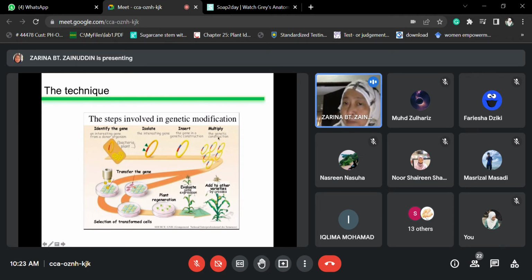And then you multiply the genetic construction. Normally dalam E. coli, you nak banyakkan lagi plasmid yang ada gene of interest tu. Then you isolate the plasmid yang ada banyak with the gene of interest. You transform into, for example, agrobacterium, because if you want to use agrobacterium technique lah, to transform the gene. And then you transfer the gene. For example, in here dia pakai particle bombardment.